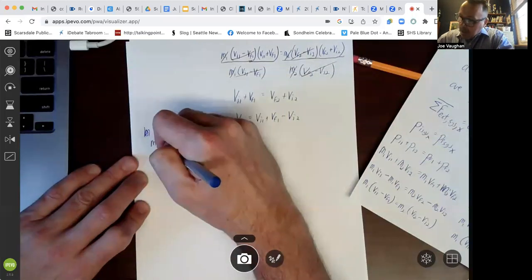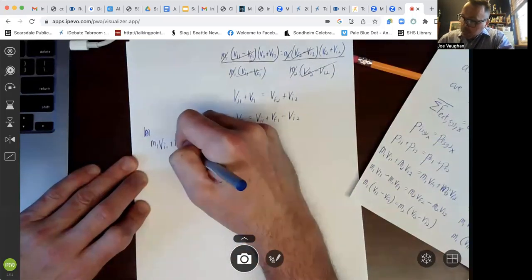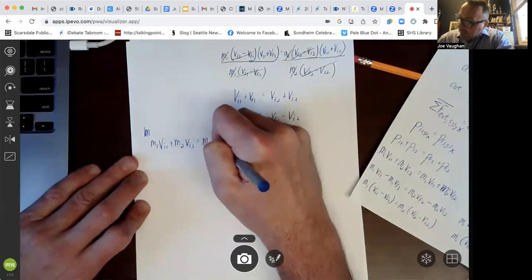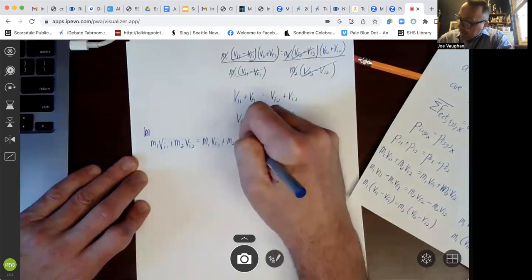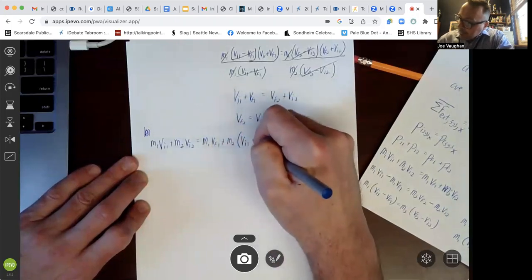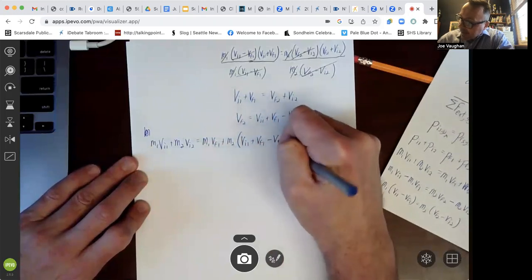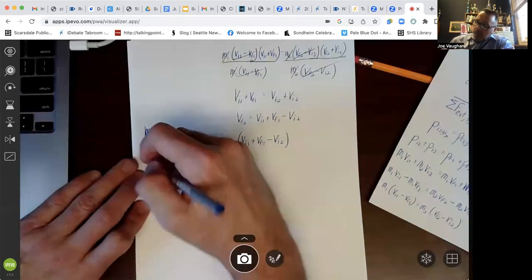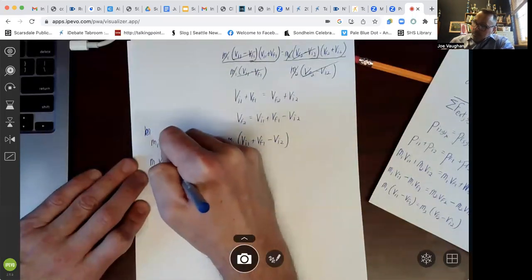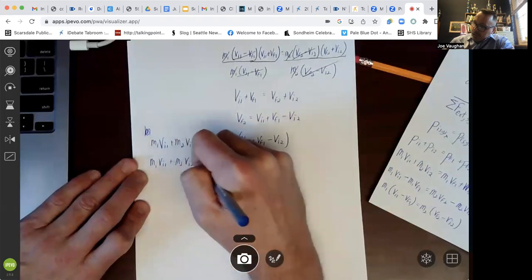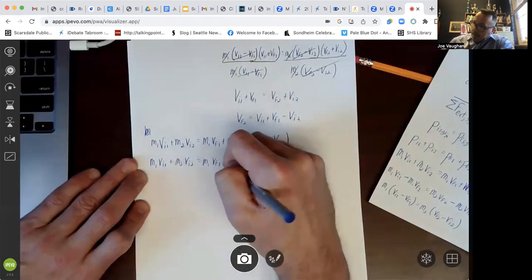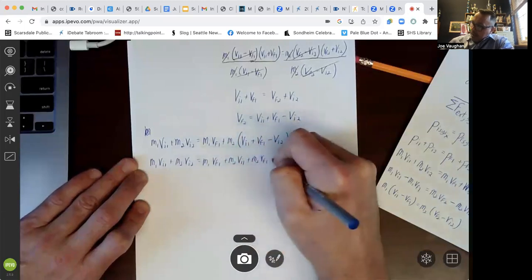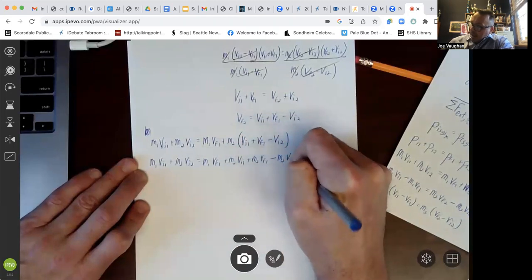M1 VI1 plus M2 VI2 is equal to M1 VF1 plus M2, now I'm going to put in this term, VI1 plus VF1 minus VI2. Okay, now I'm not going to do too many steps of algebra at once. I am going to first just distribute that M2: M2 VI1 plus M2 VF1 minus M2 VI2.